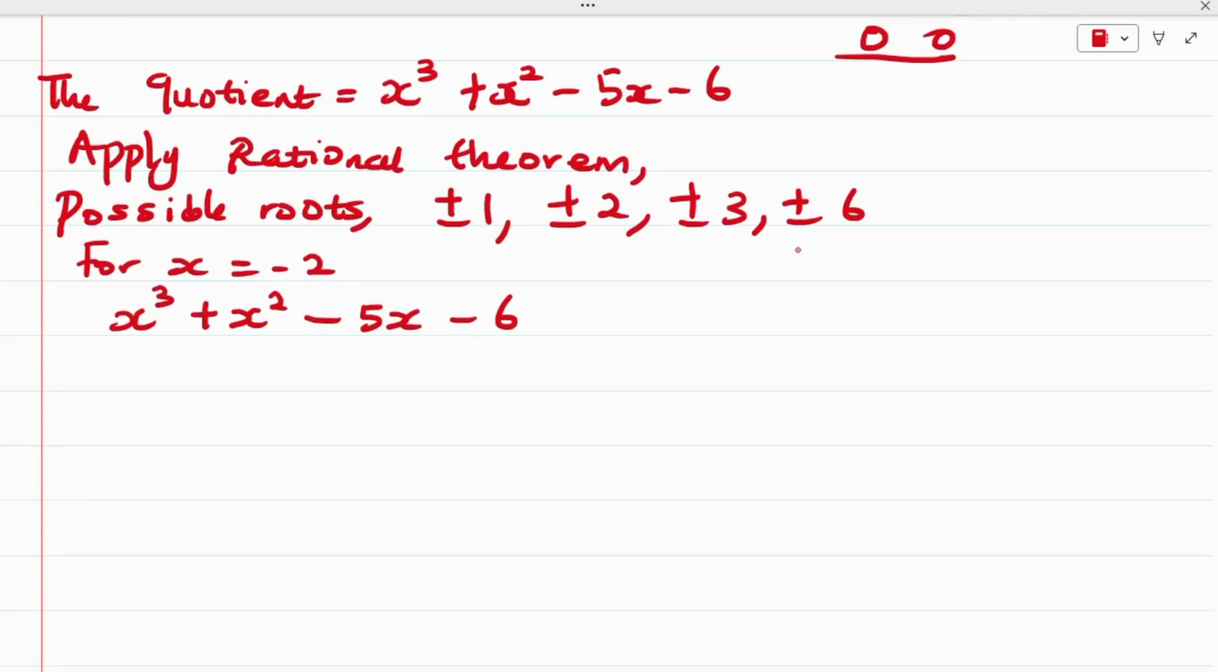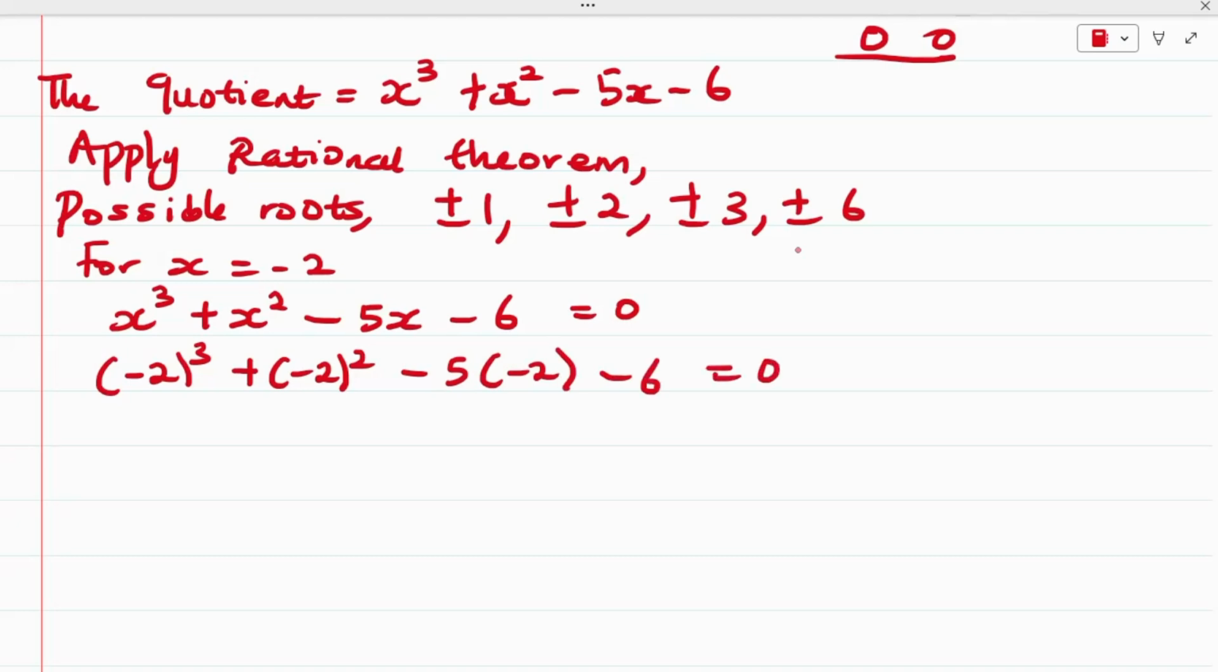So x equals negative 2, this is going to become negative 2 all cubed, plus negative 2 all squared minus 5 into negative 2 minus 6 is equal to 0. Negative 2 raised to the power of 3 is going to give us negative 8. Negative 2 raised to the power of 2 is 4. So we have this to be plus 4. Minus 5 multiplied by negative 2 is plus 10. Minus 6, which is equal to 0.